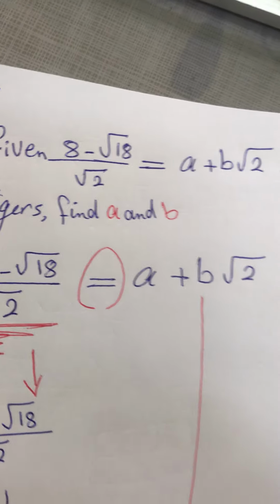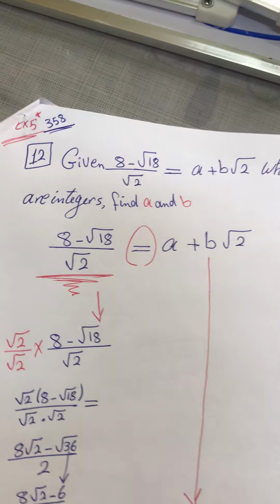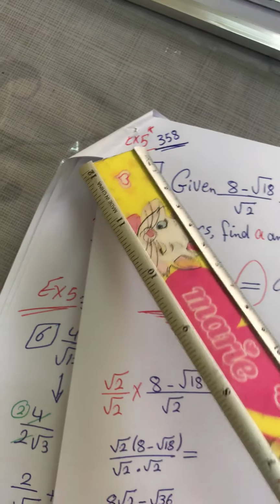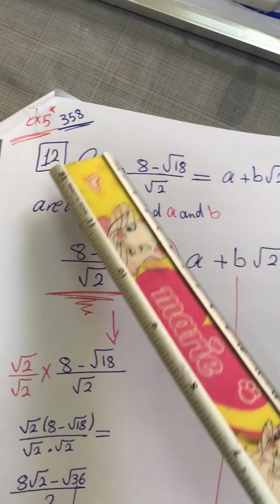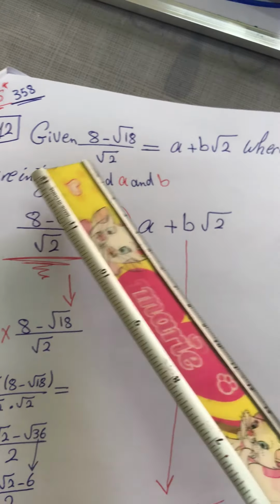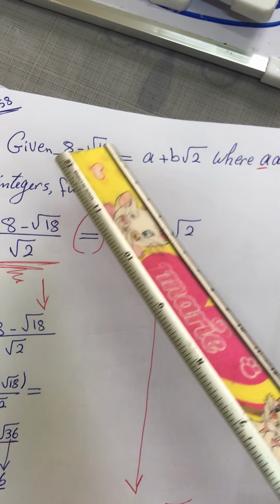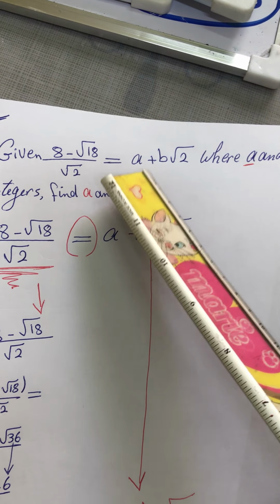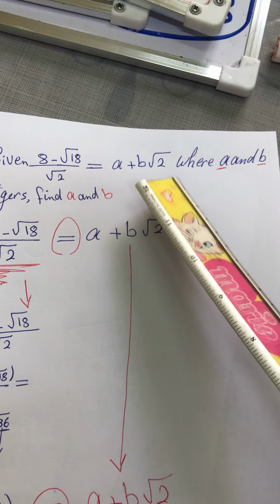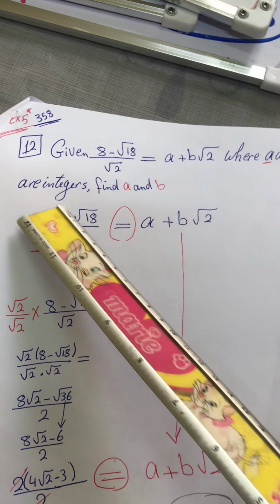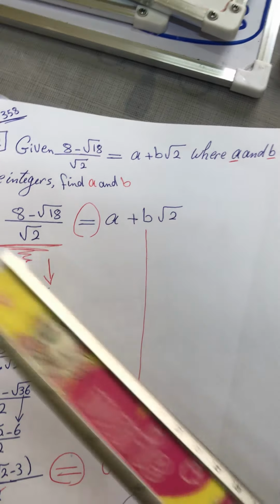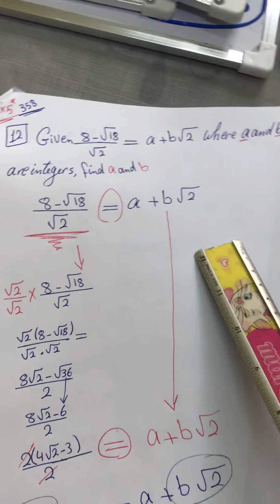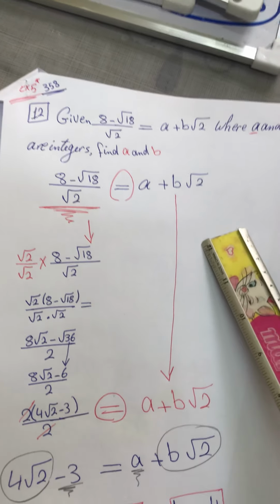Okay. In question number 12, new idea. As you see, he said here, given, exercise 5 star, number 12, page 358. Given fraction 8 minus square root of 18 over 2 equal a plus b square root of 2, where a and b are integers, find a and b. In the beginning, this idea is new for you, but very easy.